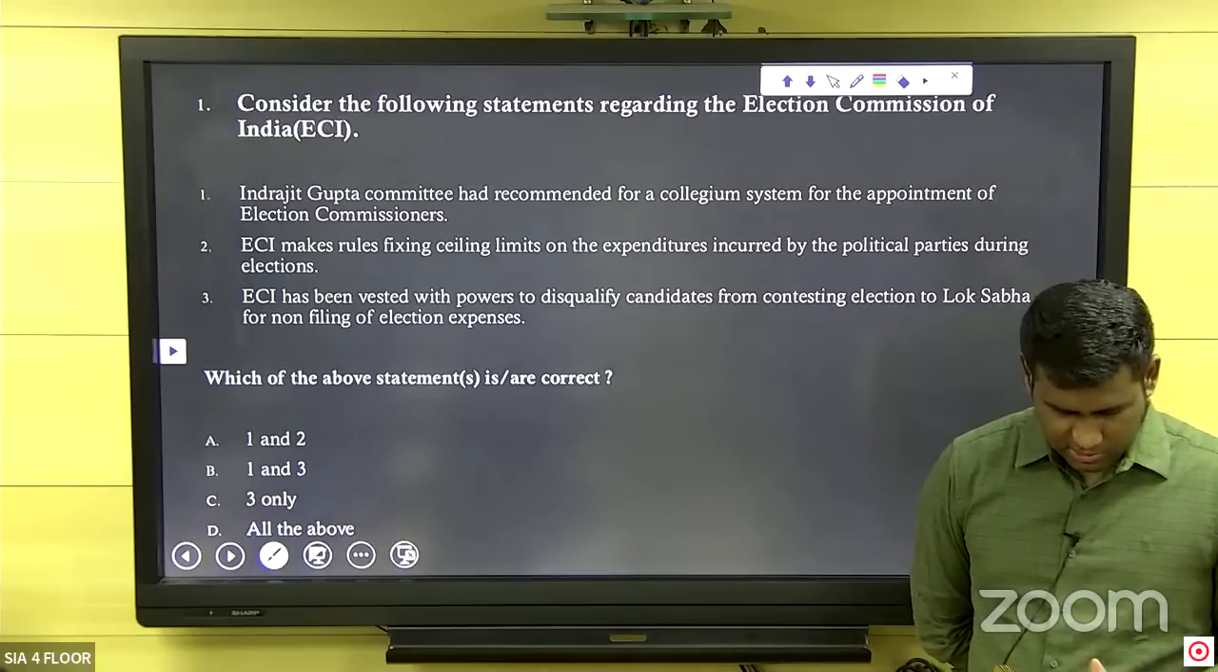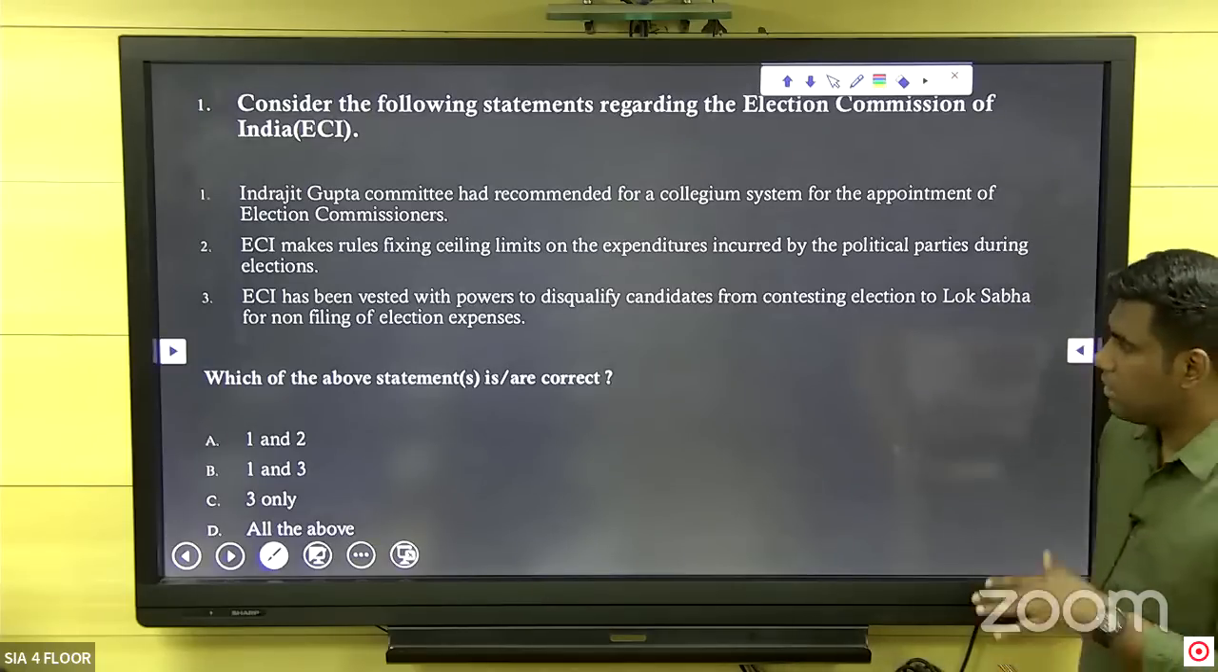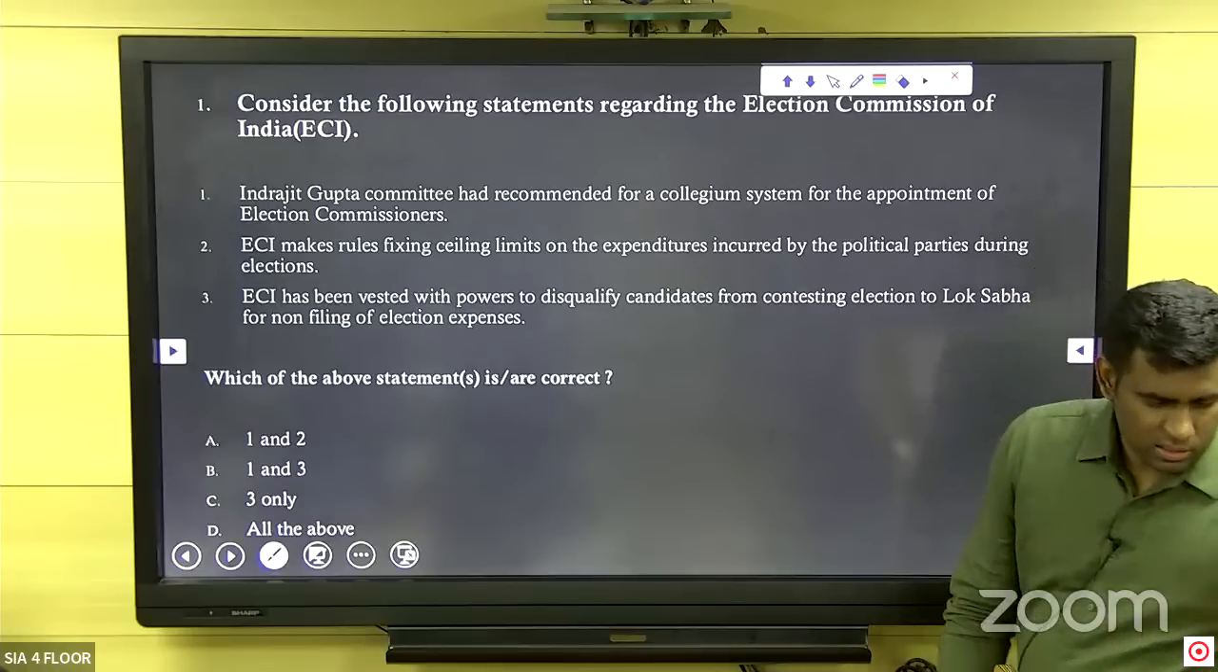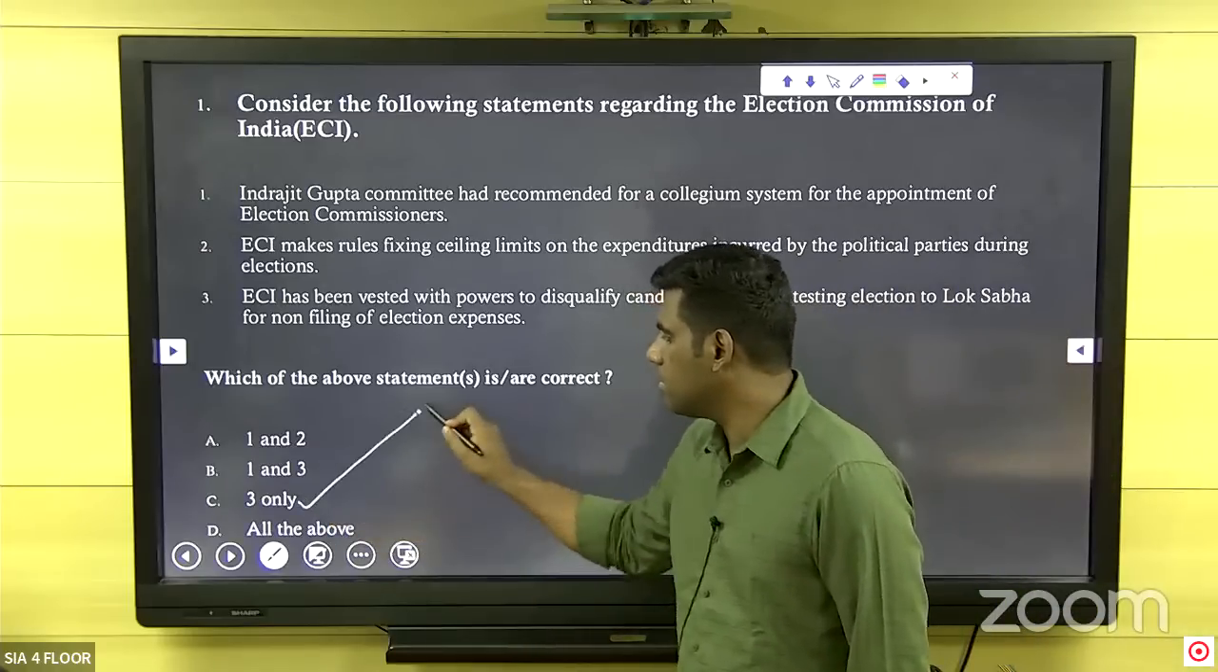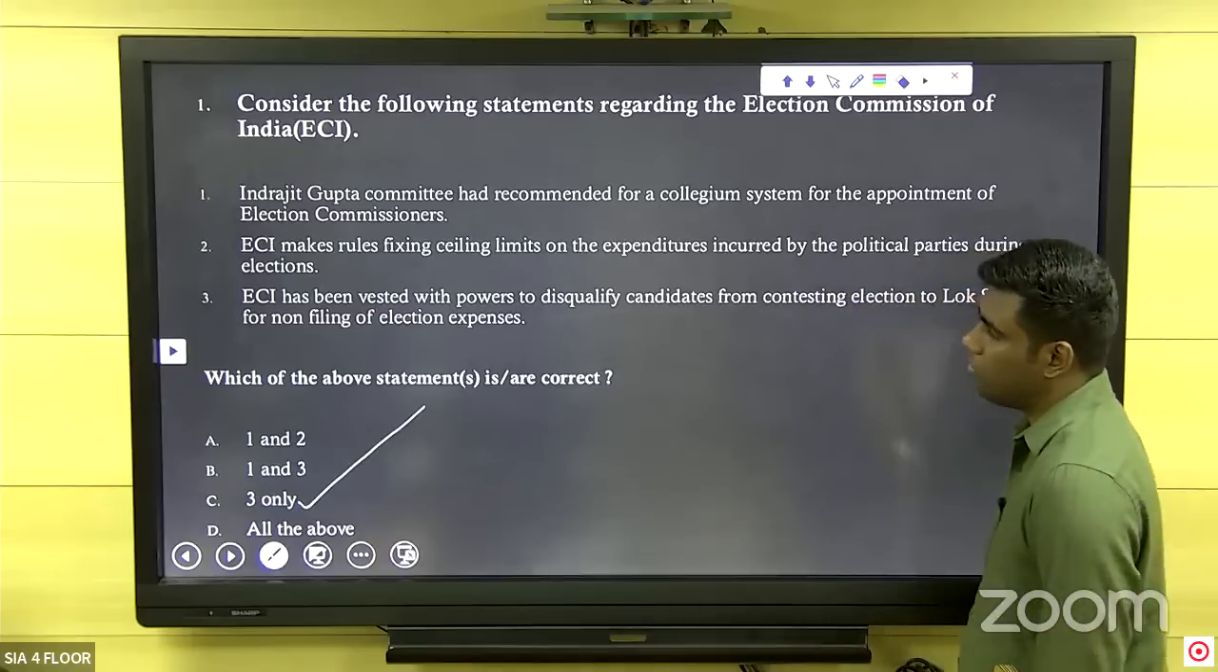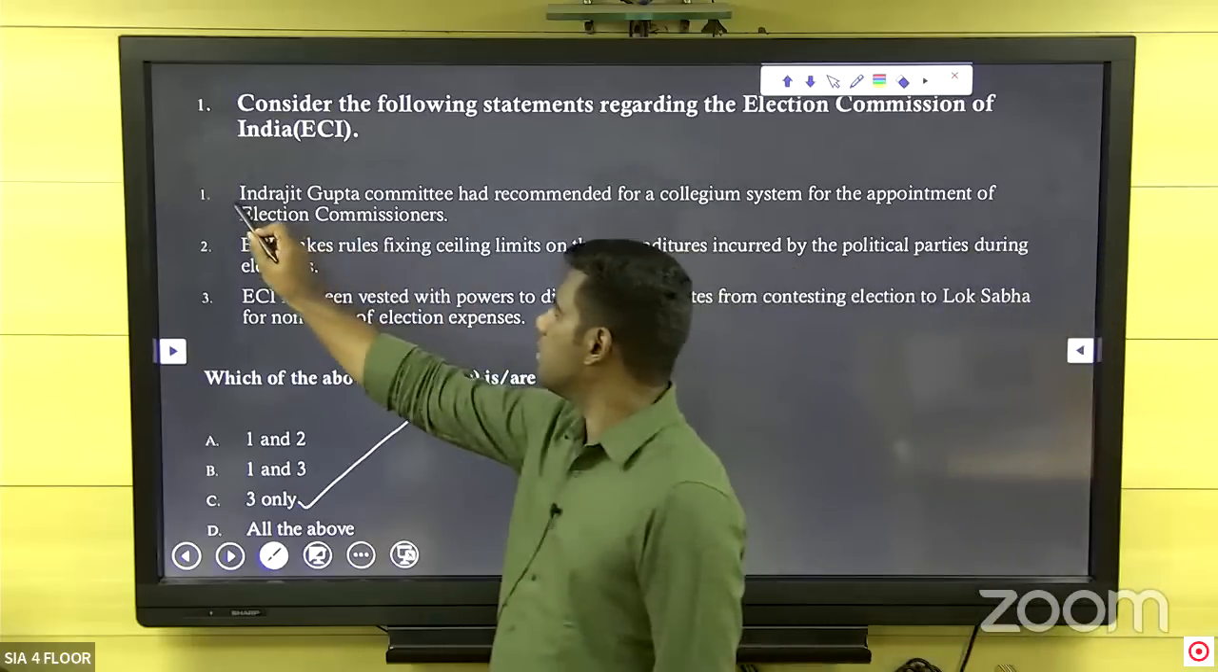Okay, we have multiple answers, many correct answers as well. The right answer for this question is option C. Okay, this is the correct answer. First of all, you should know what is the objective of Indrajit Gupta committee.